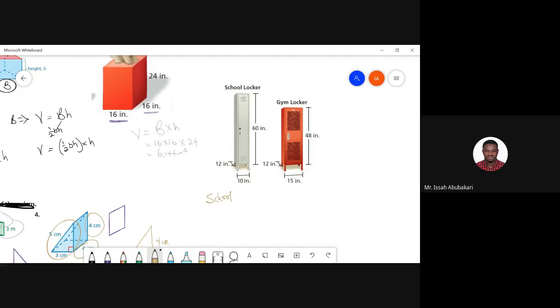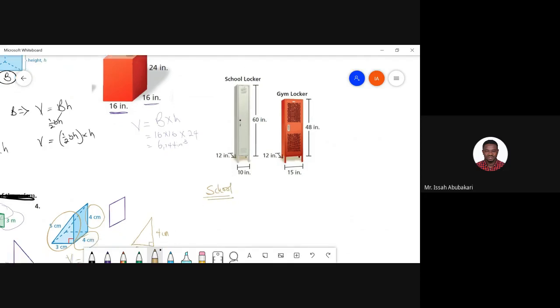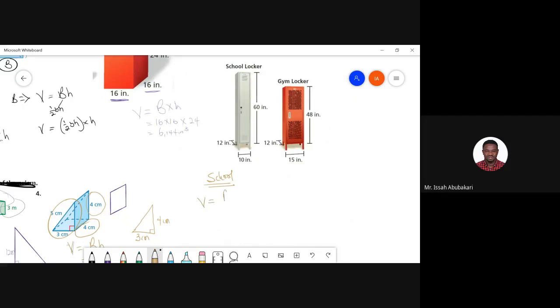the volume is going to be the base area times height. And we know the base area of this is what? The base area is going to be 12 inches multiplied by 10 inches. And then we multiply by the height. And the height of this is what? 60 inches. Is that okay? Now, 12 inches multiplied by 10 inches should give us 120 inches squared multiplied by 60 inches.